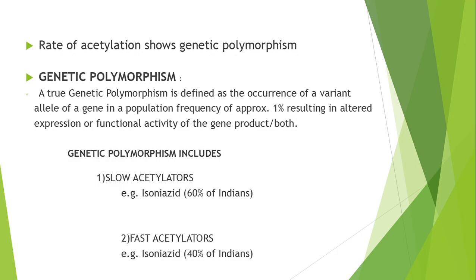A true genetic polymorphism is defined as the occurrence of a variant allele of a gene in a population with a frequency of approximately 1%, resulting in altered expression or functional activity of the gene product. Genetic polymorphism includes slow acetylators, for example with isoniazid, 60% of Indians are slow acetylators, and fast acetylators, for example with isoniazid, 40% of Indians are fast acetylators.